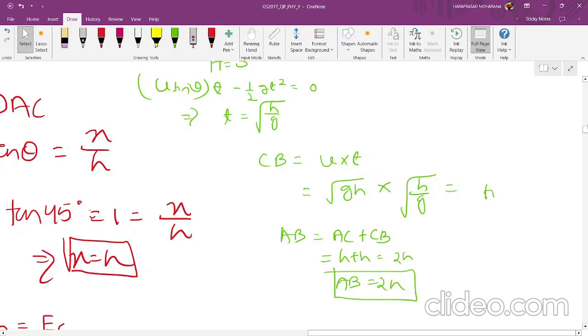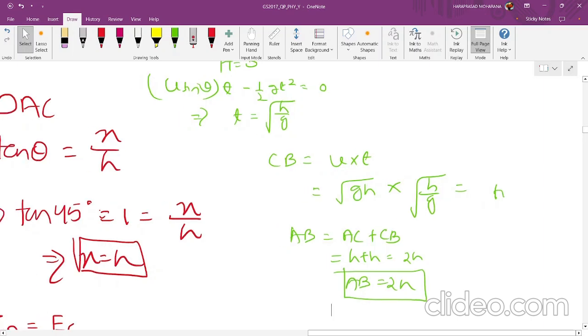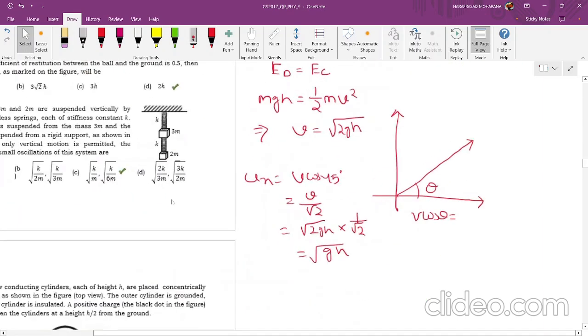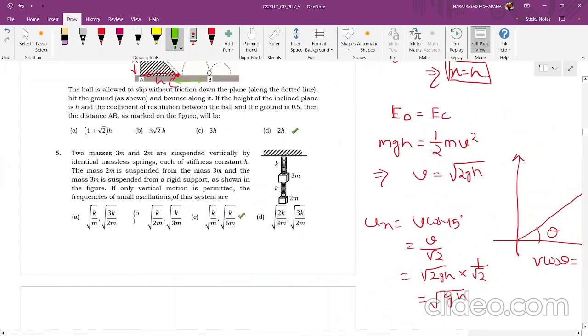So see the options, which one is true. Let me show you that. Yes, option B is the correct answer for this question.